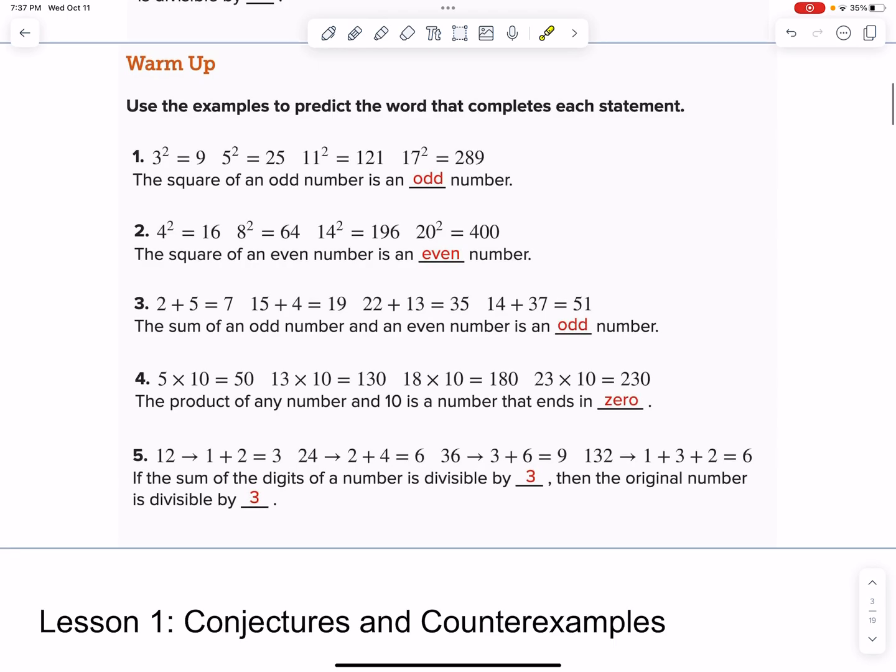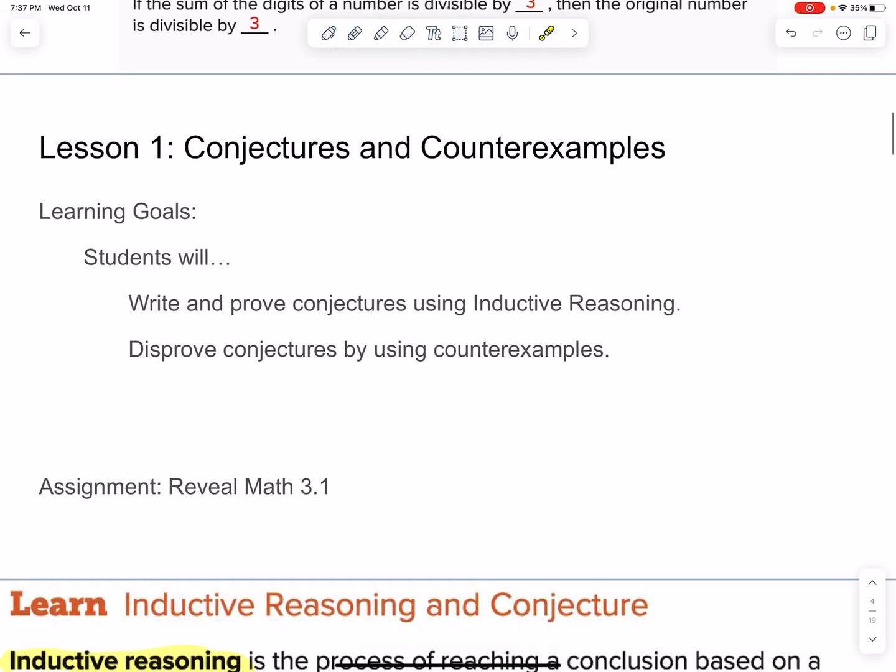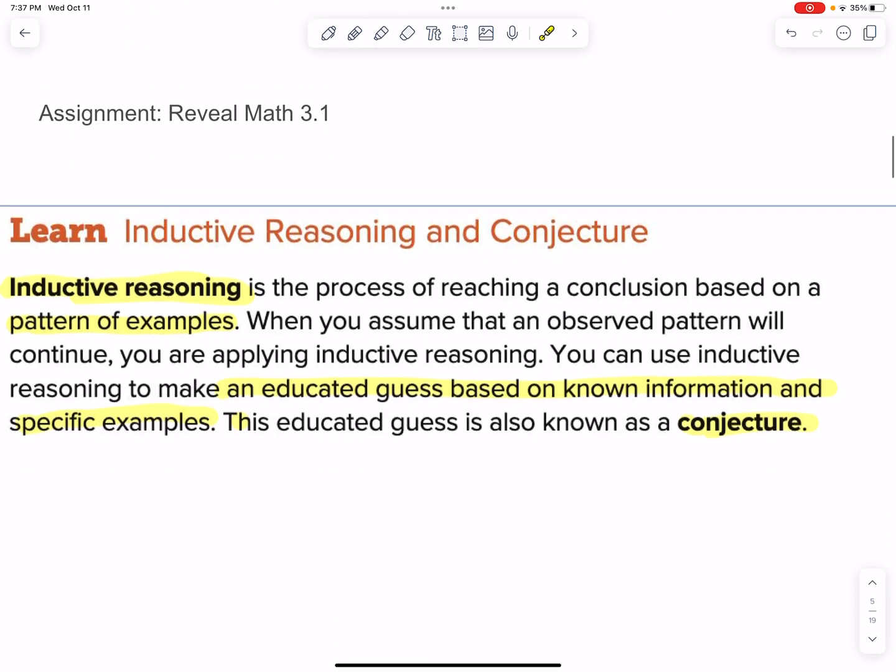So hopefully you took a second and tried those, but you can see the answers given there. Again, a lot of these are math things that we've known before, but we're just reiterating that that's the way it will work all the time. Okay, so along that line, what we're going to learn about today is conjectures and counterexamples, and we're going to learn what inductive reasoning is. Make sure your main takeaway from this lesson is that you should know what a conjecture is, what inductive reasoning is, and what a counterexample is.